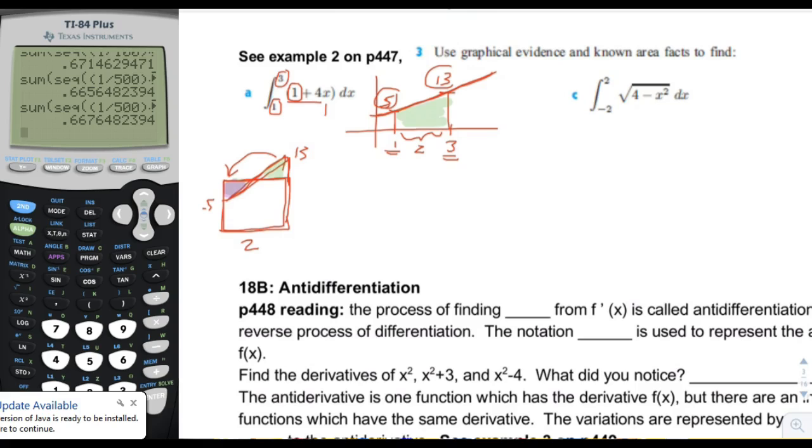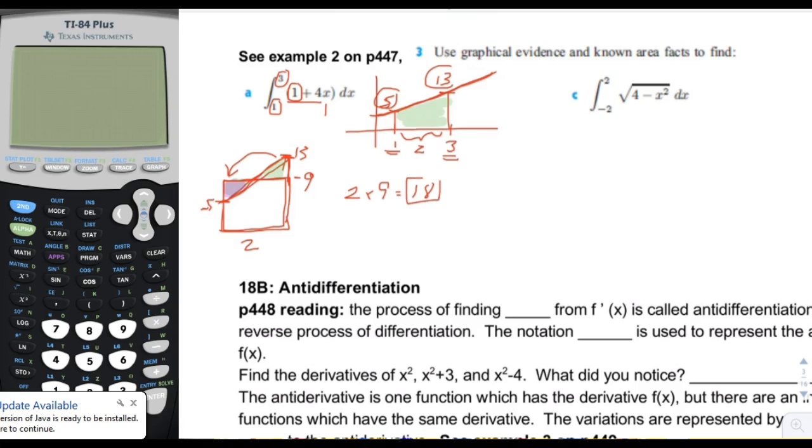and it's easier to find the area for a rectangle. So instead of being 5 tall on the left and 13 tall on the right, we're making it into a rectangle, which is exactly halfway between 5 and 13, which would be 9 tall. So the area would be 2 times 9, which would be equal to 18. Okay, for that one.